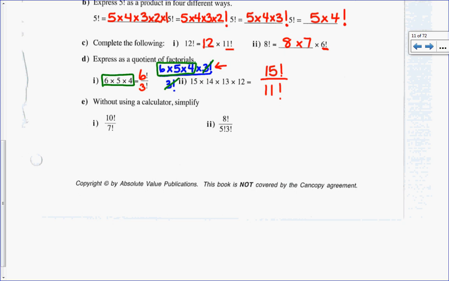Okay, without using a calculator, let's see if we can simplify these. So 10 factorial over 7 factorial. Remember, if I'm expanding it, I'm only going to expand it as far as 7 factorial, then I'm going to stop. So this means 10 times 9 times 8 times 7, and then I have to remember to put my factorial sign to show that it keeps going down to 1, over 7 factorial. And what's going to happen is this will cancel this, and I'll be left with just 10 times 9 times 8, which, let's see, 10 times 9 is 90, times 8 is 720.